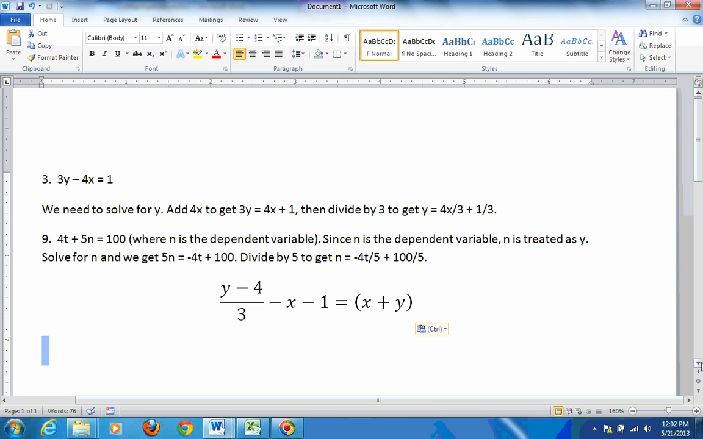So if you multiply everything by 3, we would get, let me just put this here. So multiplying this whole thing by 3, we would get y minus 4. And then multiplying the negative x by 3, we would have minus 3x. And then multiplying the negative 1 by 3, we would have a minus 3. Equals, go across to the other side. This has to be multiplied by the 3 as well. 3 times x plus y. Now just distribute across. We have y minus 4 minus 3x minus 3 equals 3x plus 3y.